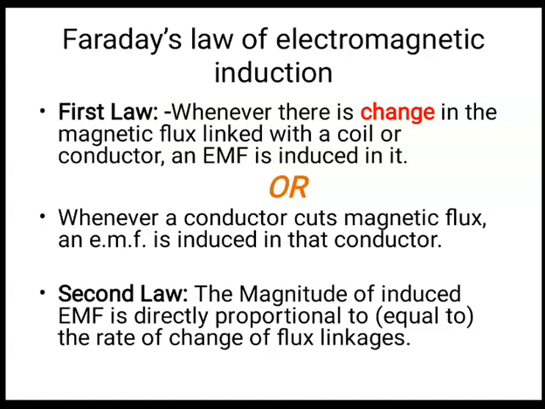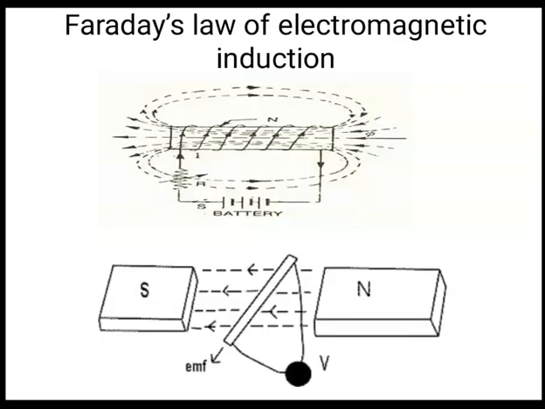Whenever there is a change in the magnetic flux linked with the coil or a conductor, an EMF is induced in it. Okay, so what do you mean by that? Let us understand with this diagram. What Faraday is saying is that whenever magnetic flux links with the coil, you can see there is one conductor, and from that conductor a dotted line is emerging. So that is a flux. It means the flux is linking with that coil.